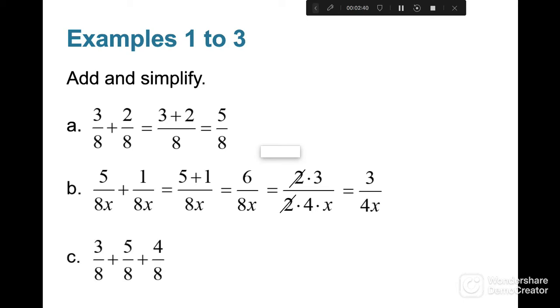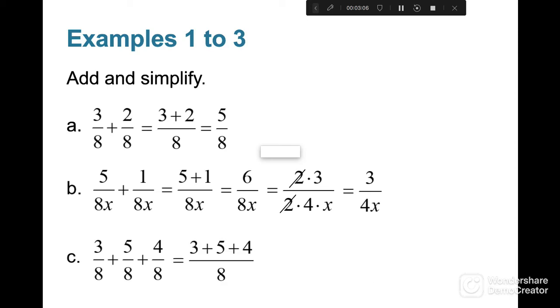Our final example has 3 fractions that we're adding together. Again, even though there's 3 terms there, we have to make sure we have that common denominator. Right now they give that to us, so it's nice and simple. We can just add all 3 of those numbers together. When we add them together, what do you end up with? 12 over 8.